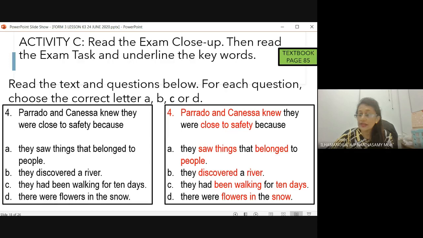Is Mitisha in class or not? Mitisha has no answer. Izaro says A. Sweetman says A. Uratu also says A. But there's one student saying B: they discovered a river. And they saw things that belong to people. So the answer is A. They saw things that belong to people. When they saw the cans and the farm animals, they knew that people were nearby.